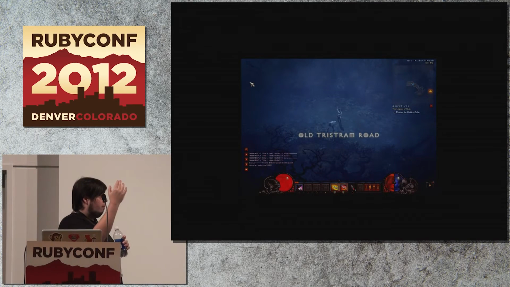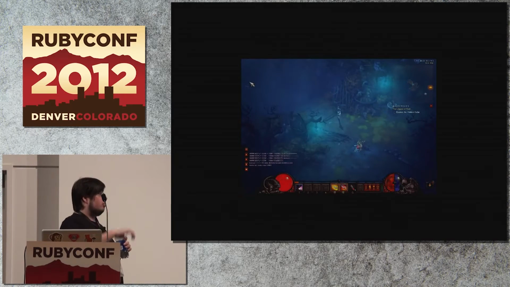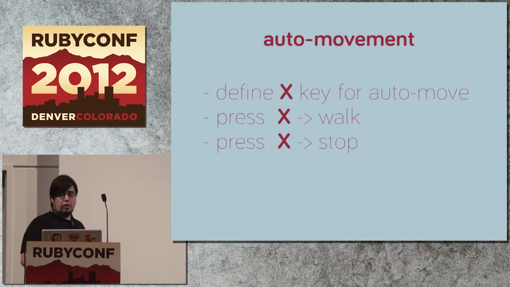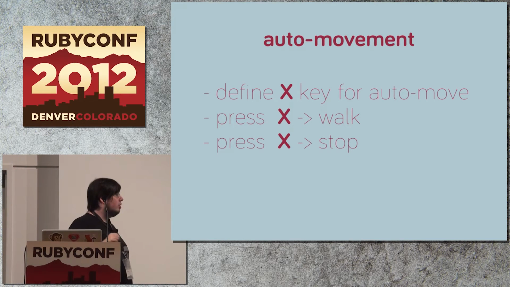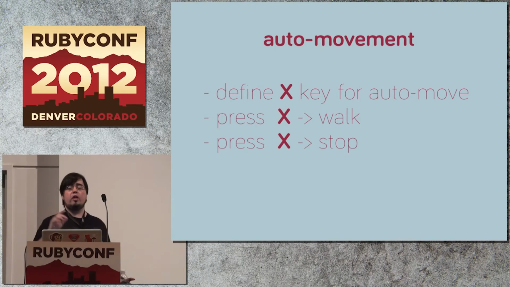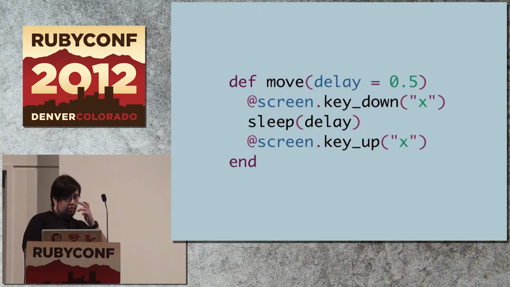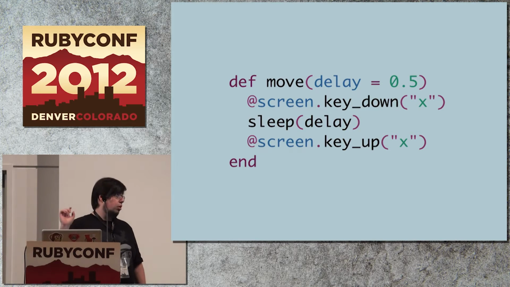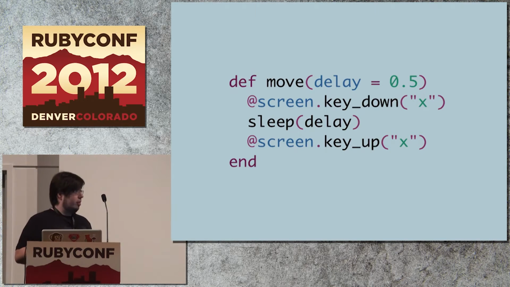And from there, we need to make the bot continue walking towards the cellar. And to do that, we can use auto movement. On Diablo, you can define a key that when you press it, the character will start walking to the cursor position, wherever it is. And when you press it again, it will stop. And using that, I defined the X key for it and created this method. Basically, it presses the X key down, waits for a specific delay, default is half a second, and releases the key. So it's really simple.